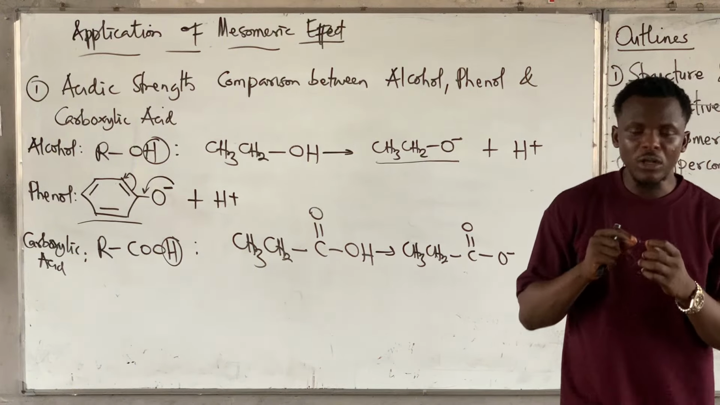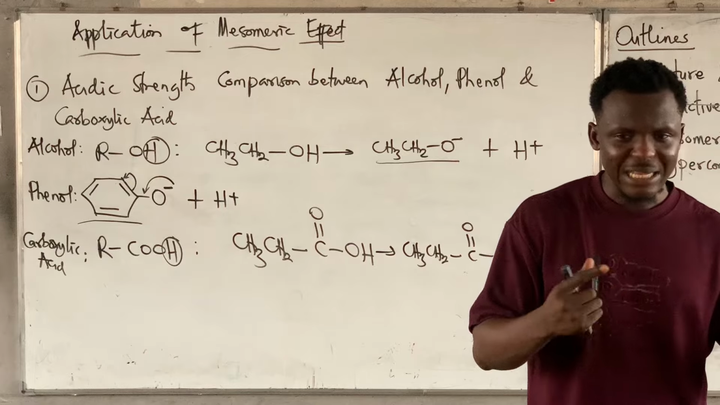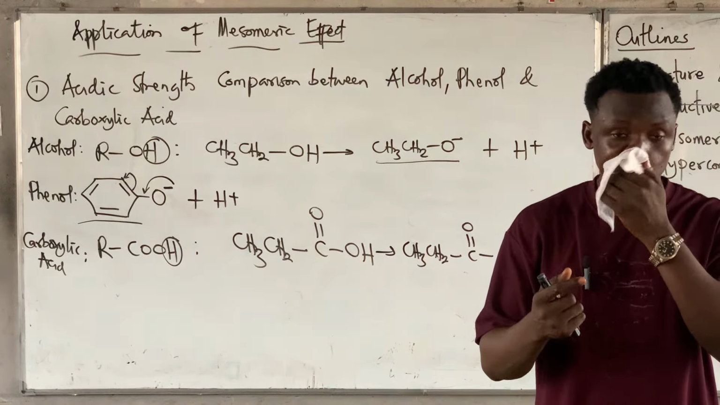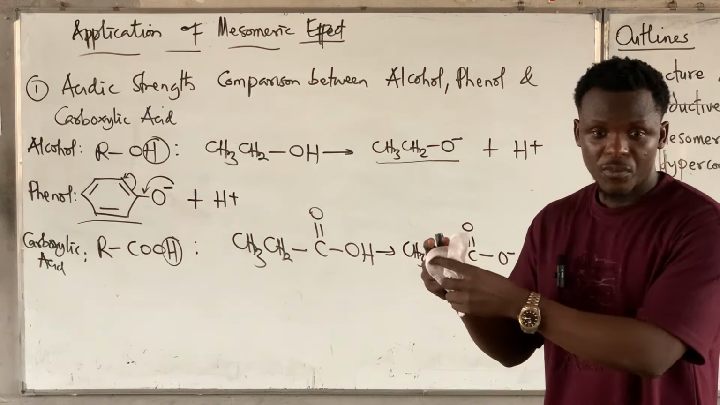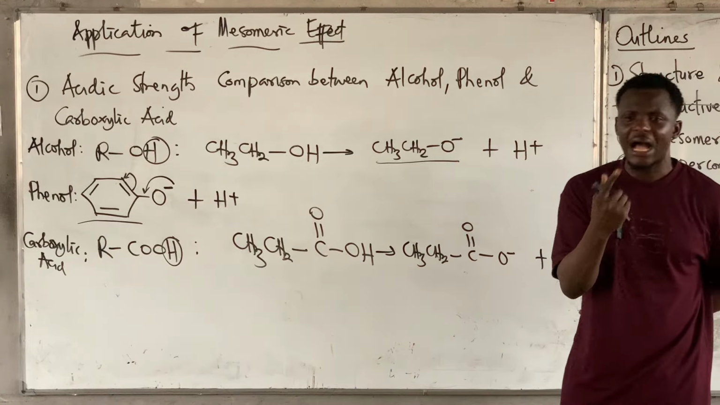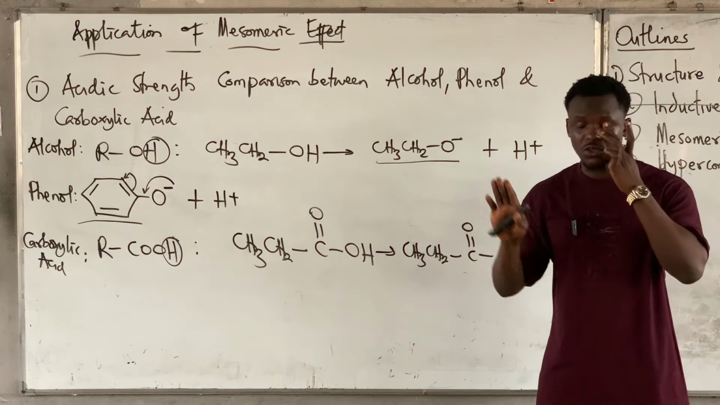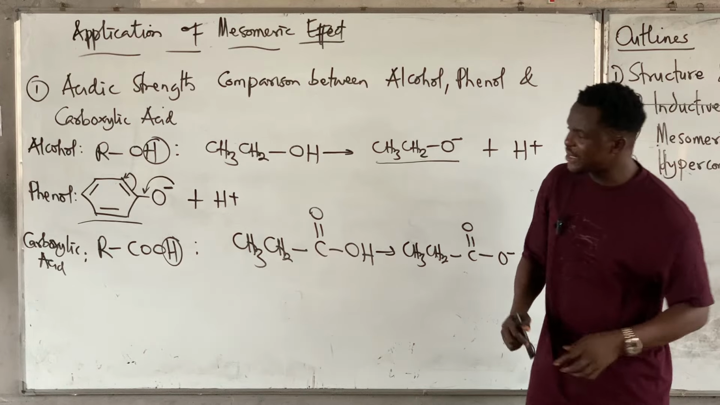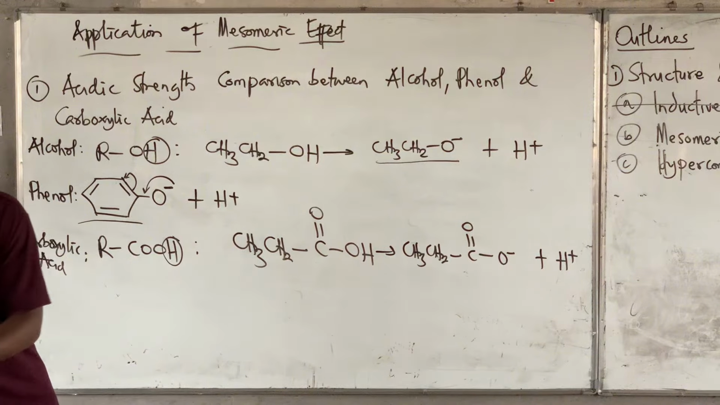Class, once a resonance is possible in a compound, compounds that exhibit resonance are more stable than compounds that do not exhibit resonance. Right? Compounds that exhibit resonance are what? More stable than those that do not exhibit what? Another key point I would like us to take home is that the more resonance structures a compound has, the more stable that compound would be. If a compound has 5 resonance structures and another one has 2 resonance structures, which of them will be more stable? 5.